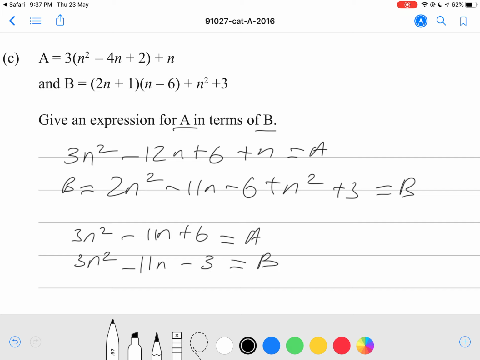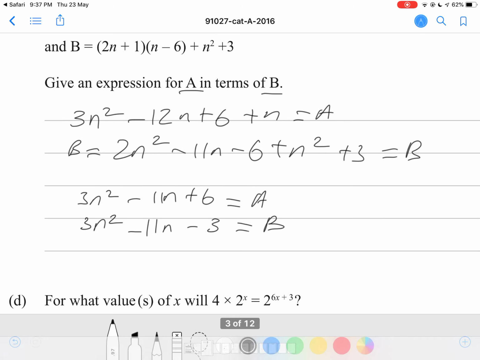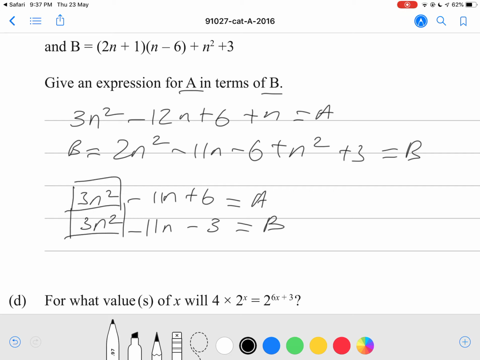Okay, so basically you see here, you can see that this is 3n squared here and 3n squared here.